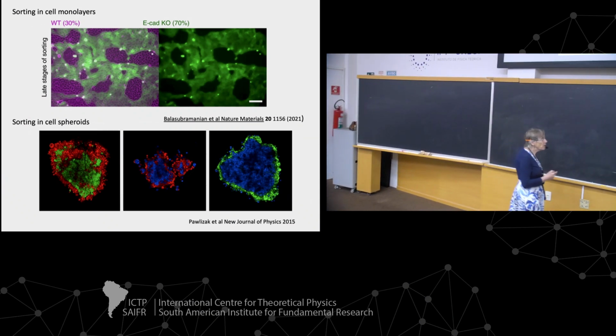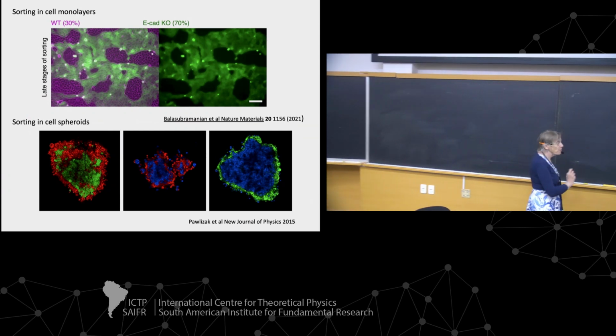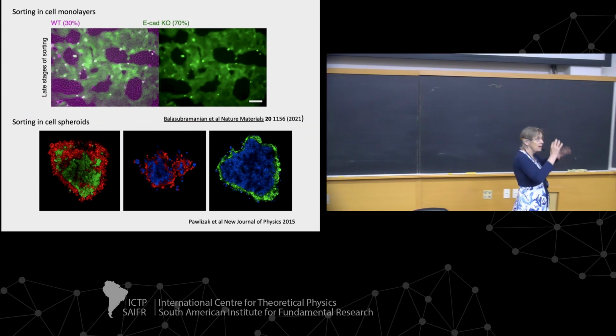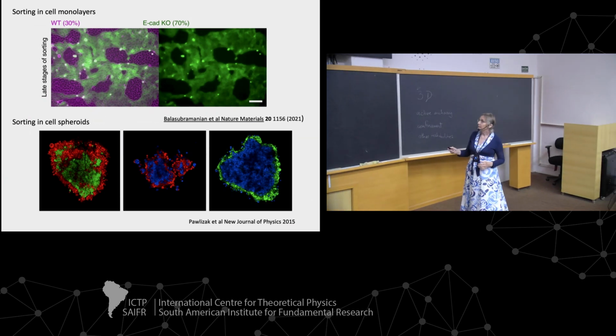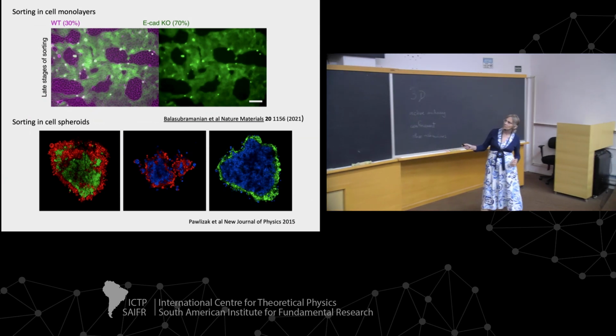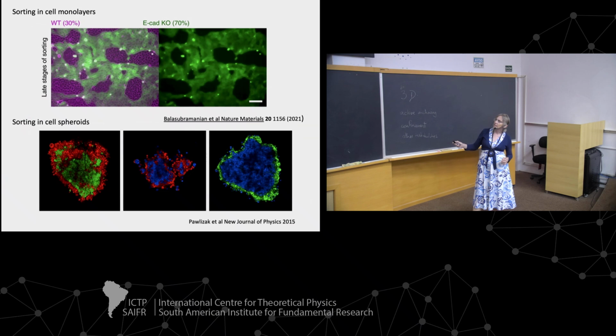Happens in 3D as well. These are actually cell spheroids where you have two different sorts. Now you have a whole ball of cells with two different sorts of cells in. And again, you get this sort of almost wetting-like behavior. You get sorting into the different colors.